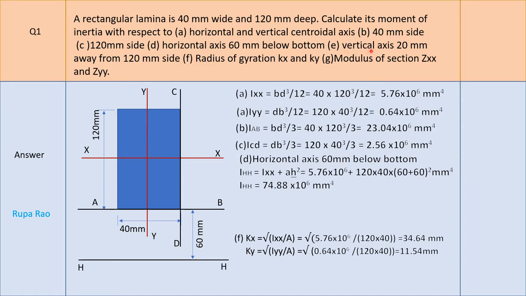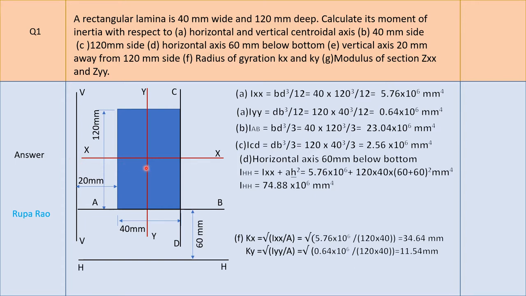Now the next is the vertical axis 20 mm away from the 120 mm side. From the 120 mm side, we will draw one more vertical axis at a distance of 20 mm. Here I am taking the axis VV, and it is at a distance of 20 mm from this vertical side of 120. Now this VV is parallel to the axis YY.